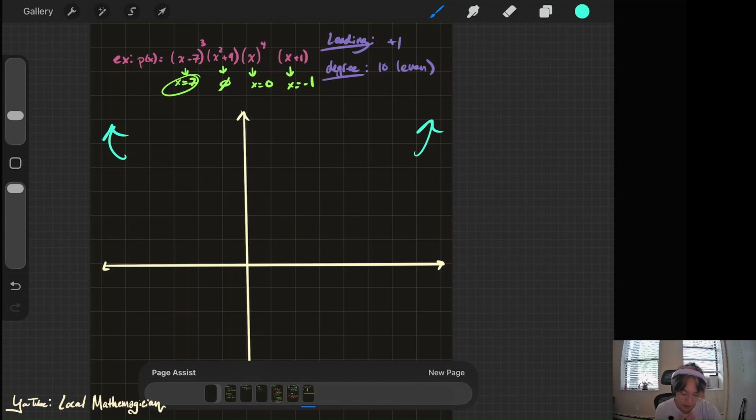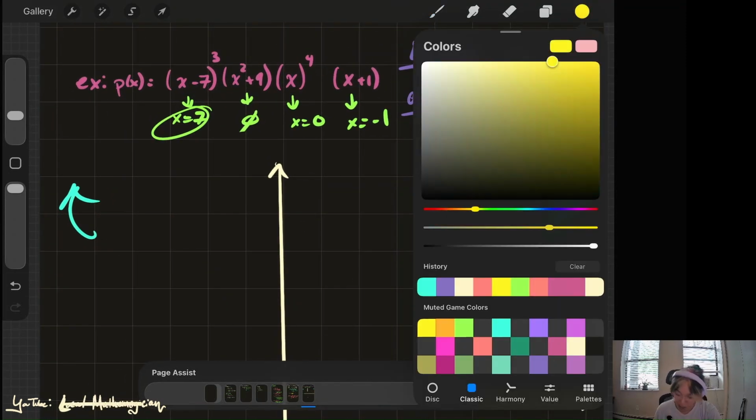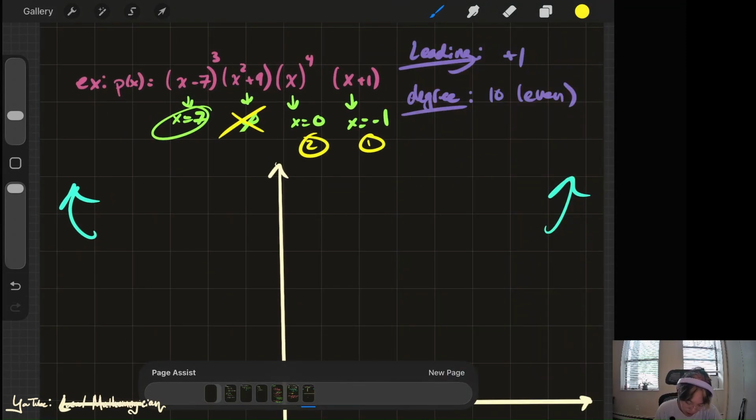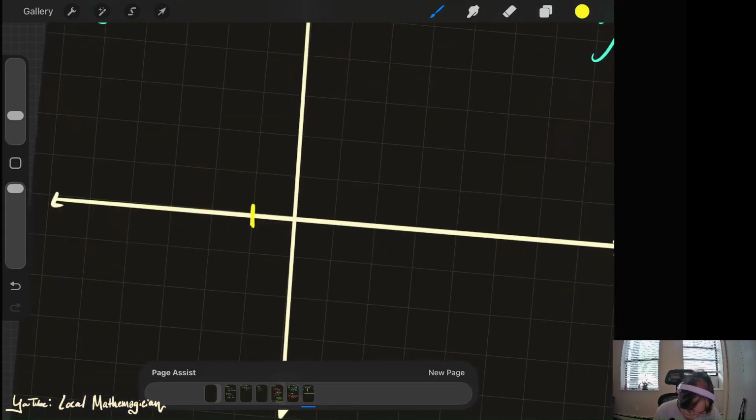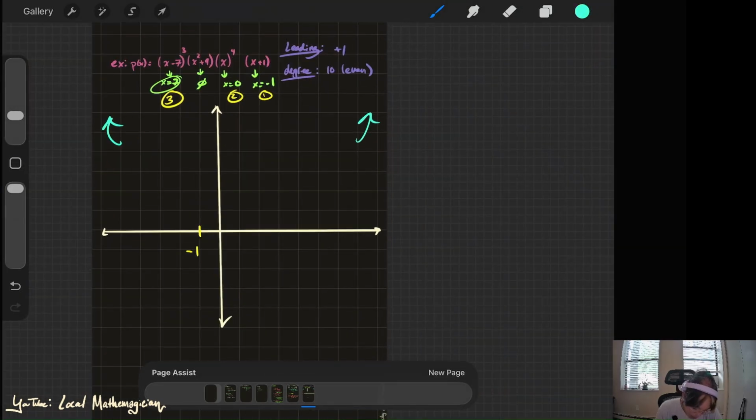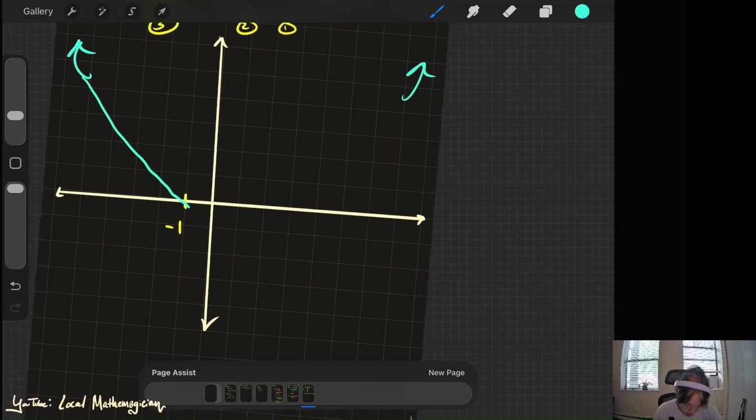Now let's start talking zeros. I like to work zeros left to right, so from the lowest zero to the highest. So we're going to start here, followed by here, can't do anything here, followed by here. x equals negative 1 has an odd multiplicity. So at negative 1, I know that my graph will pass through, so it'll go something like that, and it's going to keep going down.